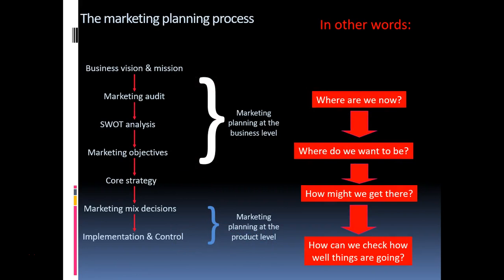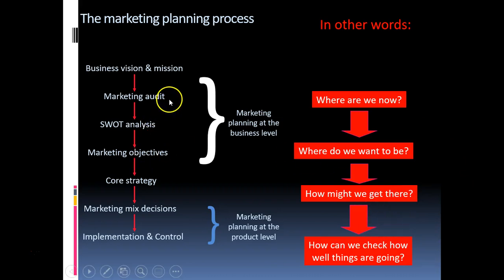Some of you might be familiar with this, and this is essentially what you are going to be doing in the module for part of it. So we think about, where are we now? What's our current situation? What resources do we have? We look at ourselves internally as an organization, but also at what's going on in the external environment. Where do we want to be? What are our objectives? What are our goals? What is it that we're trying to achieve? How might we get there? That's our strategy, and then moving into our plan, and then measuring how things are going.